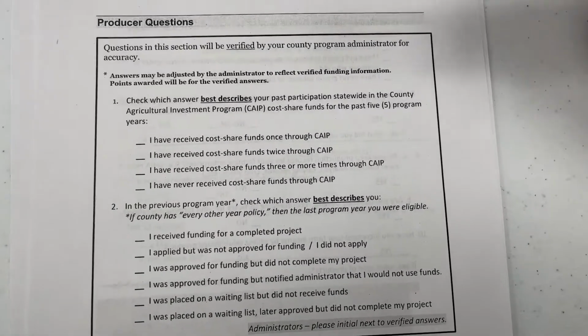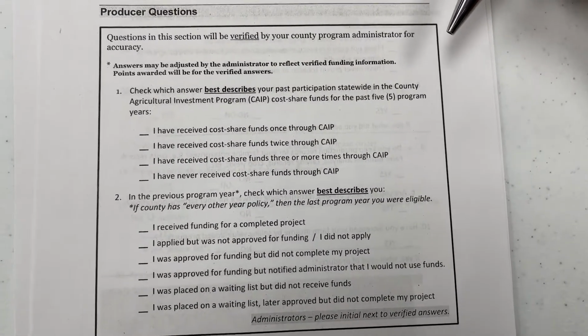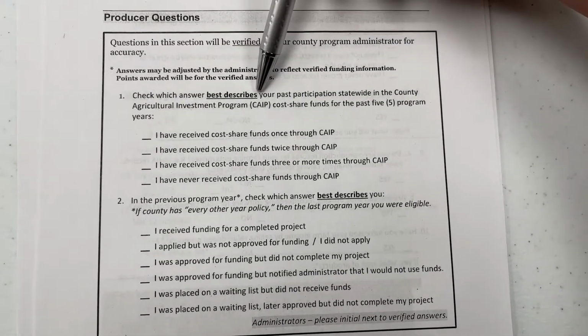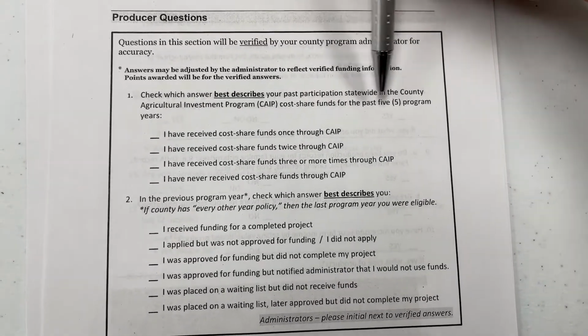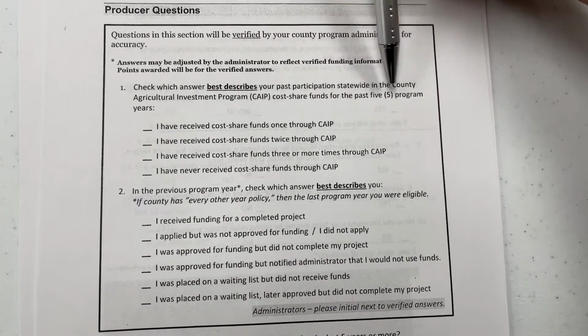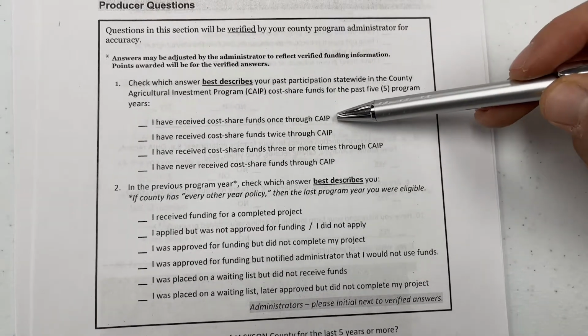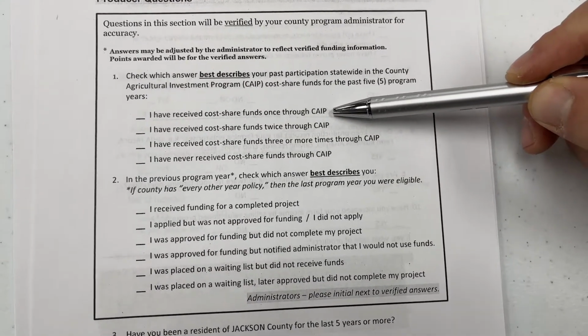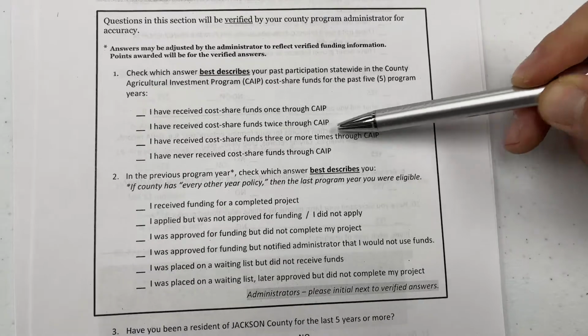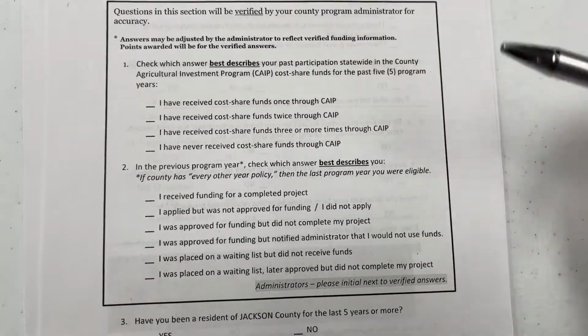Okay, so here, the rest of the application is similar to what it used to be. You need to check the answer that best describes your past participation statewide in County Agriculture Investment Program cost-share funds for the past 5 program years, okay? So this is how many times that you've received cost-share in the past 5 years. Once, twice, 3 or more, or never. You need to check one of those boxes.